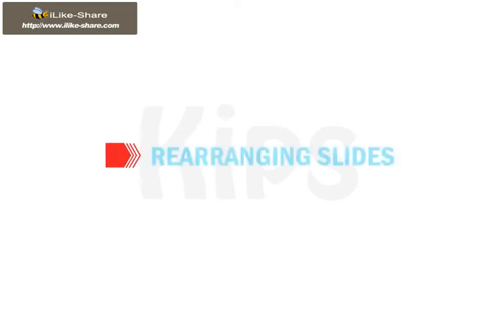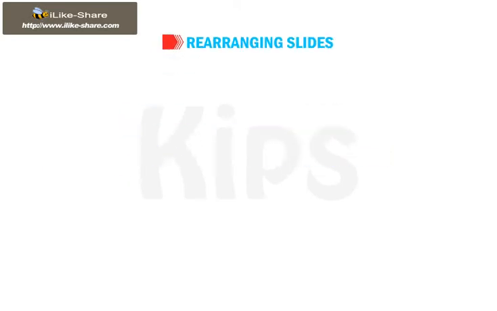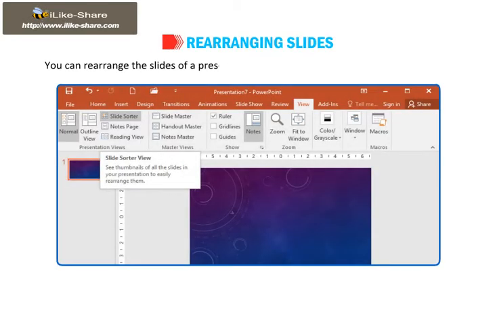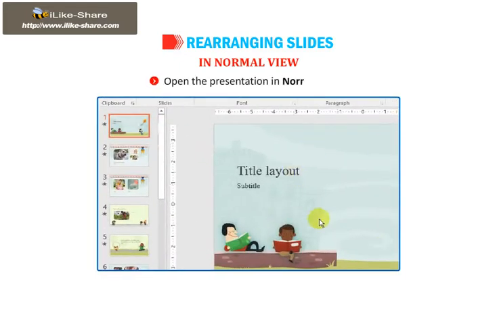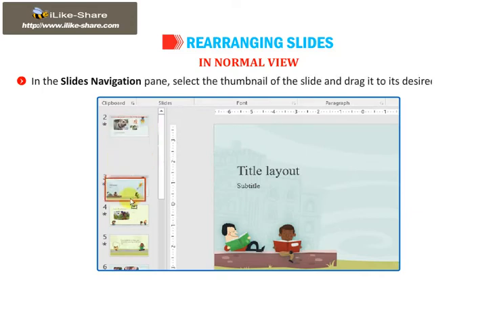Let us learn how to rearrange slides now. You can rearrange the slides of a presentation in normal, outline and slide sorter view. Let me first tell you about normal view. Open the presentation in normal view. In the slides navigation pane, select the thumbnail of the slide and drag it to its desired position.